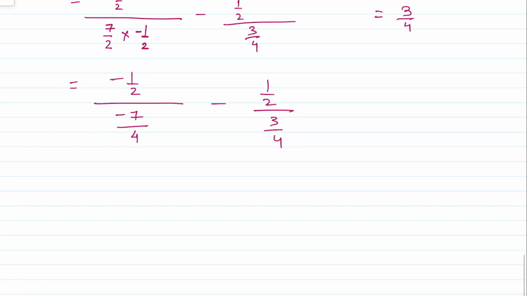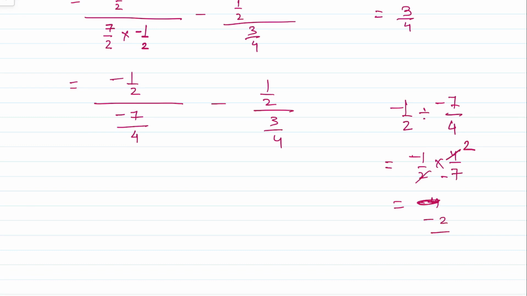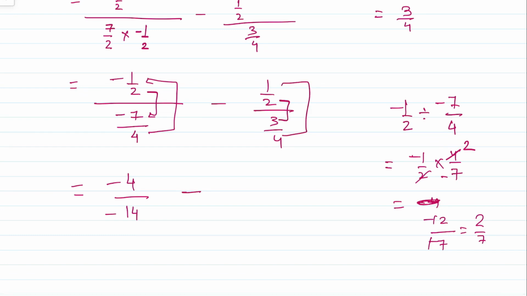When we have these fractions or division, it's minus half divided by minus 7 over 4. You can write it as minus half times 4 over minus 7, which will give you minus 4 over minus 14, or you can cancel, so minus 2 over minus 7, which is 2 over 7. That's one way, or you can just multiply inner and outer sides, which gives minus 4 over minus 14, and when you simplify, you get 2 over 7. Minus, again, inside and outside, gives you 4 over 6.